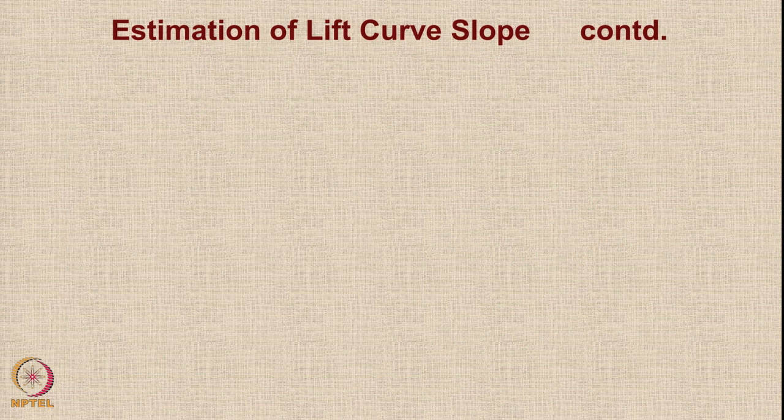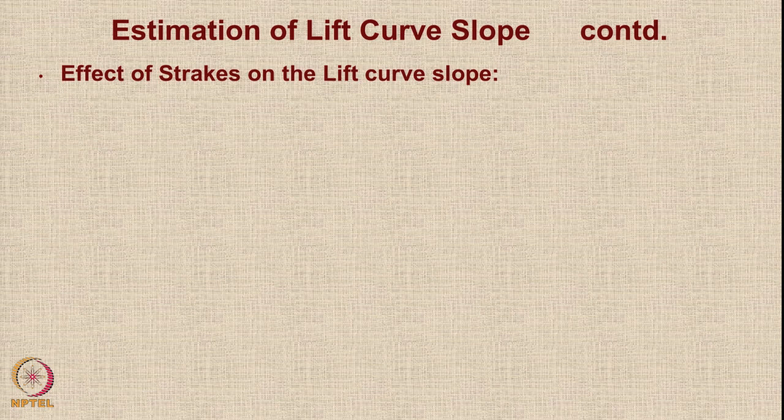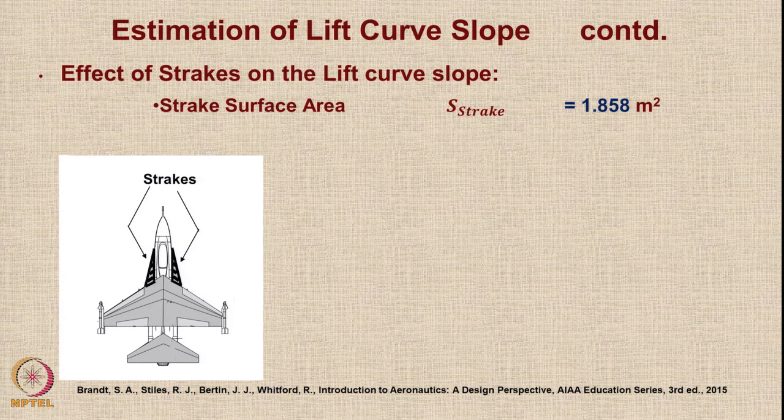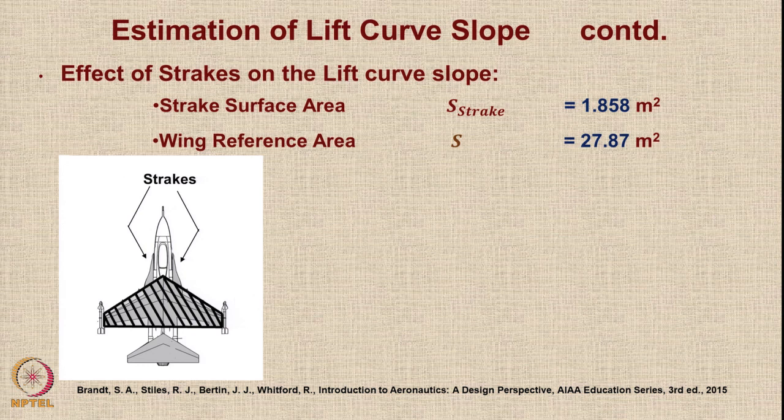Let us continue ahead. We would like to look at the effect of strakes on the lift curve slope, because as I mentioned, this aircraft is fitted with two strakes which are mounted at the wing fuselage junction ahead of the wing. These two strakes have a total area of 1.858 square meters, which was 20 square feet, and the wing reference area was 300 square feet, so it is 27.87 square meters.